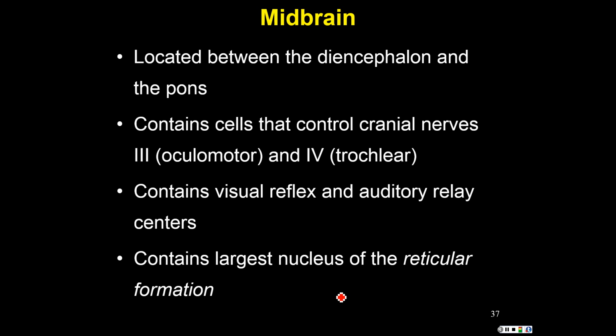Traveling through the midbrain are a set of cells that make up this thing called the reticular formation. I'm just going to call it that for right now, and I'll come back to describing what the reticular formation is in just a moment.